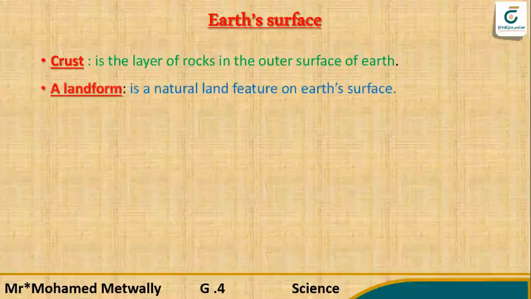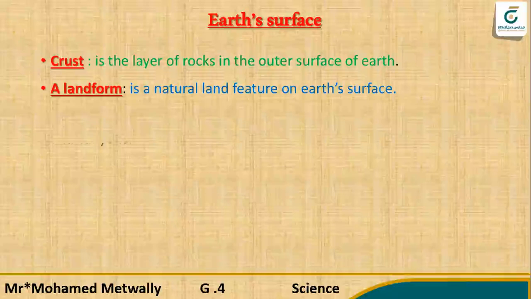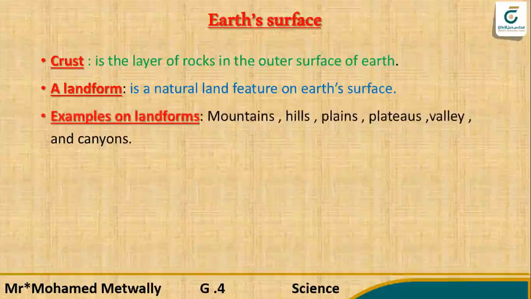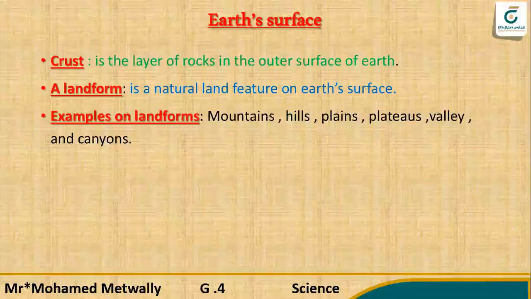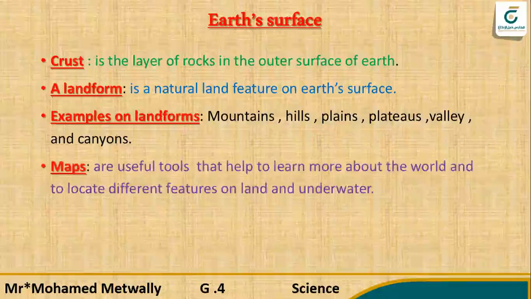After that, we need to know more about landform. What is a landform? Landform is a natural land feature on Earth's surface. What is this? I can't understand. So I'll give you some examples to make the landform meaning easy to understand. Landforms may be mountains, hills, plains, plateaus, valleys, and canyons. So it's easy now to understand what landform means. So landform means natural land feature on Earth's surface.